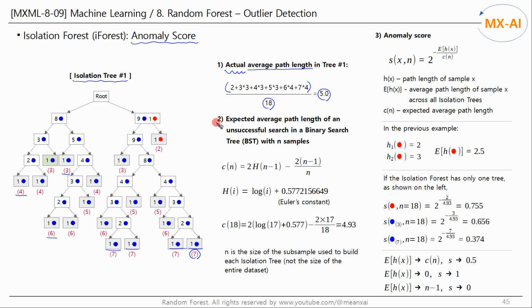Now, instead of measuring the average path length directly, let's see how we can estimate it theoretically. In a binary search tree, the expected average path length is commonly used to estimate the average search cost. Here, n denotes the number of samples. Since IsolationForest builds each tree from a random subset of the training data, n refers to the number of samples in the subset, not the entire dataset.